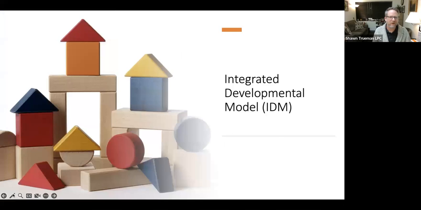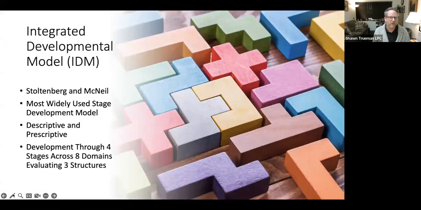Now, the integrated developmental model is a little bit more complex. It was developed by Stoltenberg and McNeil, and from the stage model perspective, it's the most widely used model. It's both descriptive of what's going on in the relationship with the trainee and prescriptive in the sense that the supervisor has an opportunity to speak into the actions of the supervisee.